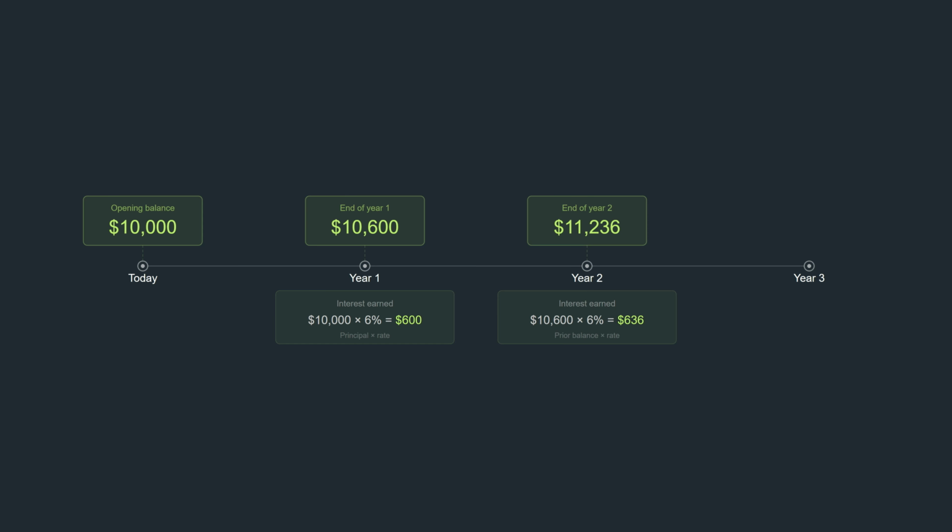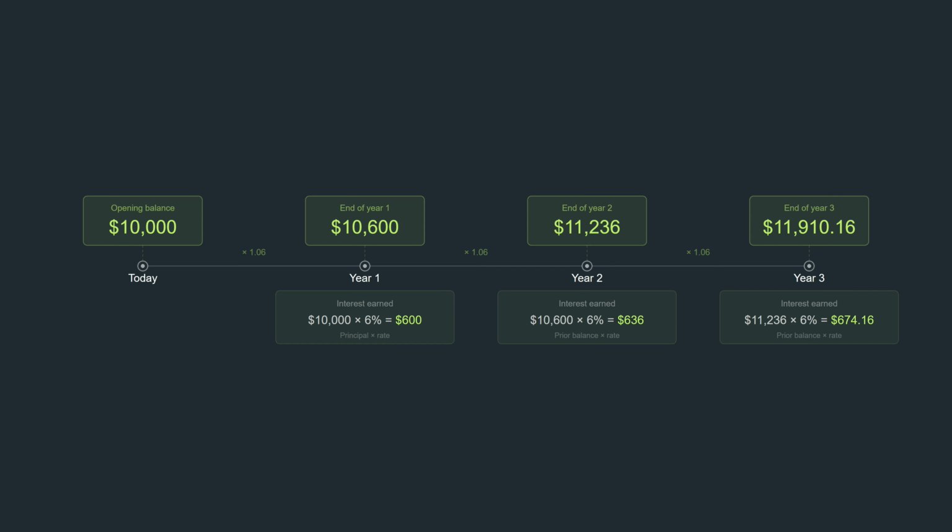$11,236. Do it again in year 3, and 6% of $11,236 is $674.16, bringing the total to $11,910.16. So notice the pattern here.